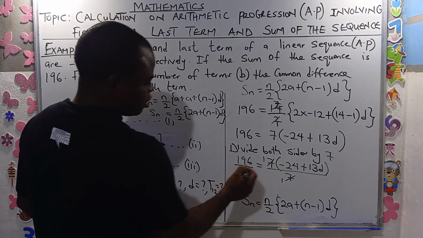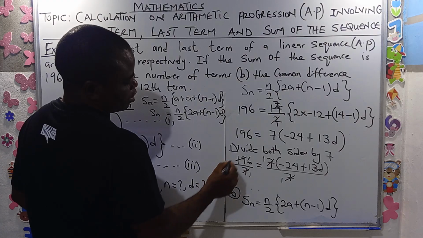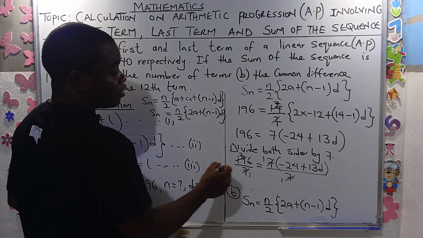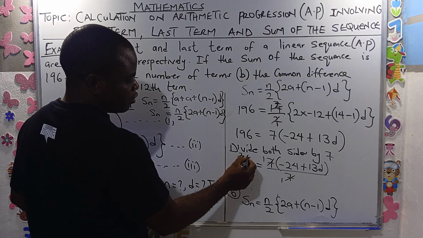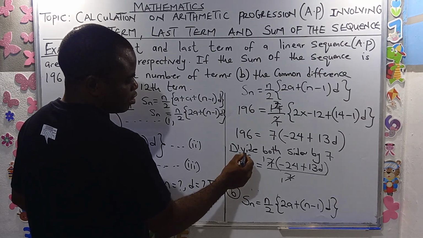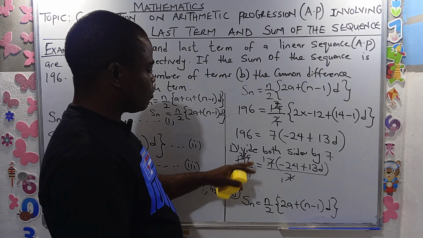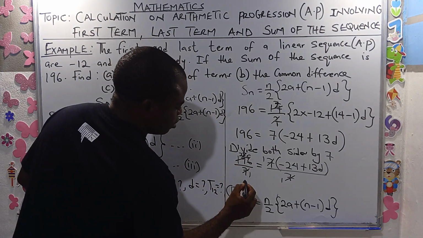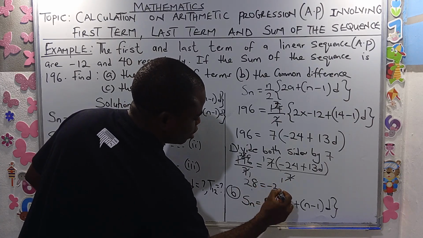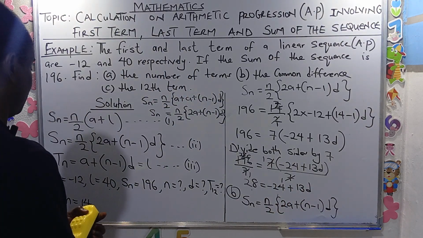Now let's divide this. 7 in 19 is 2, remainder, 7 times 2 is 14, remainder 5, that's 56. 7 in 56 is 8, because 7 times 8 will give us 56. Now 28 equals minus 24 plus 13d.